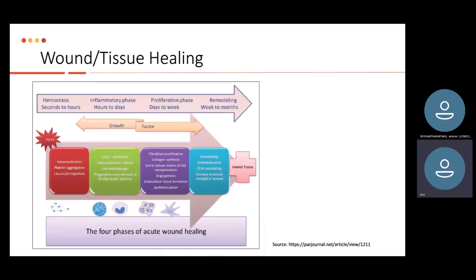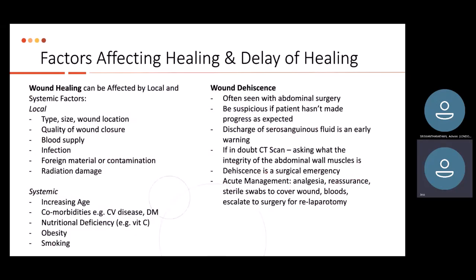It's really important to know risk factors for wound dehiscence. So factors affecting healing and delay of healing. You can divide things that affect wound healing into local or systemic. Other ways of doing it are patient factors and surgical factors, depending on how you want to break it down. So local, you've got the type, size, wound location, how well the wound was closed and its blood supply, if there was infection or foreign materials, and if you have radiation damage to the site. And systemically, if you're older, if you've got certain comorbidities, if you're malnourished, obese, or you smoke, these all impair wound healing.